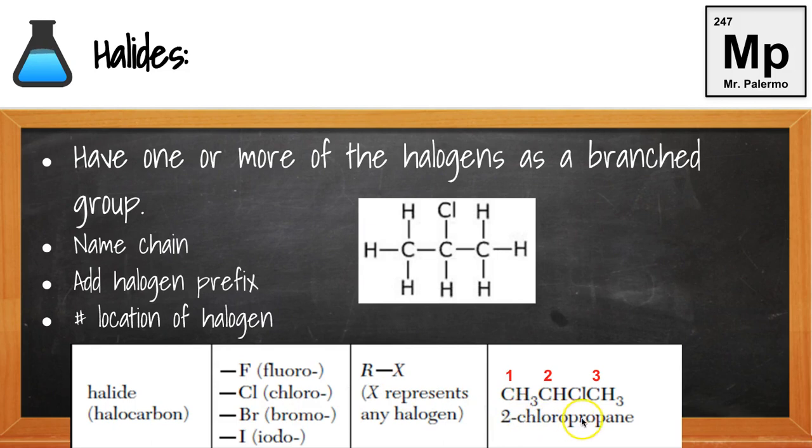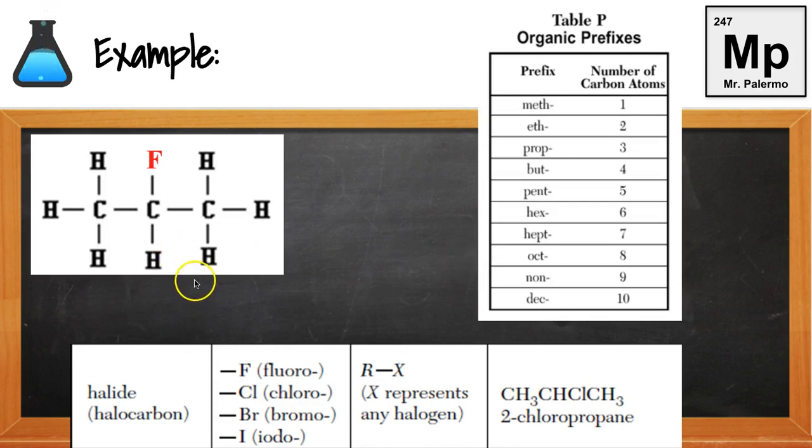So it says 2-chloropropane. Prop means 3 carbons, 1, 2, 3. That's where the propane comes from. The chloro comes from the attached chlorine, and 2 indicates on the second carbon. So you can see that in our structural formula here. We have our chlorine on the second carbon, and it's a 3-carbon chain called propane. So 2-chloropropane.